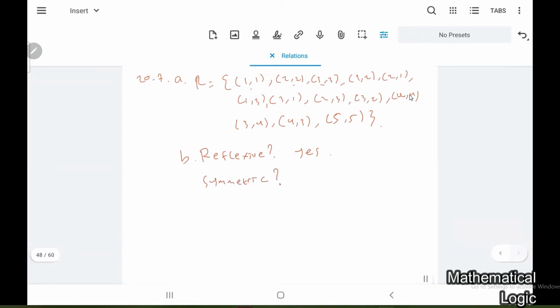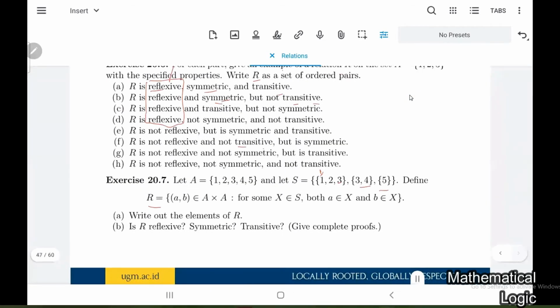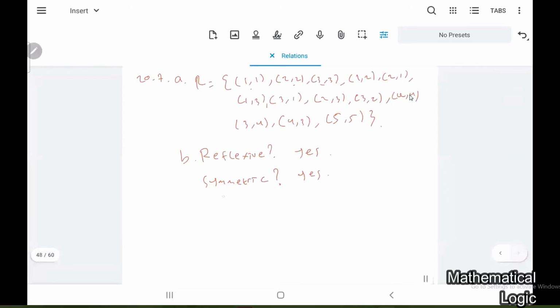Yes, easy because 2, 3, 3, 2. If you have (A, B) in there and then (B, A) also in there, because A in X, B in X from the definition. This one, can you take a counterexample? Should be easy, right?